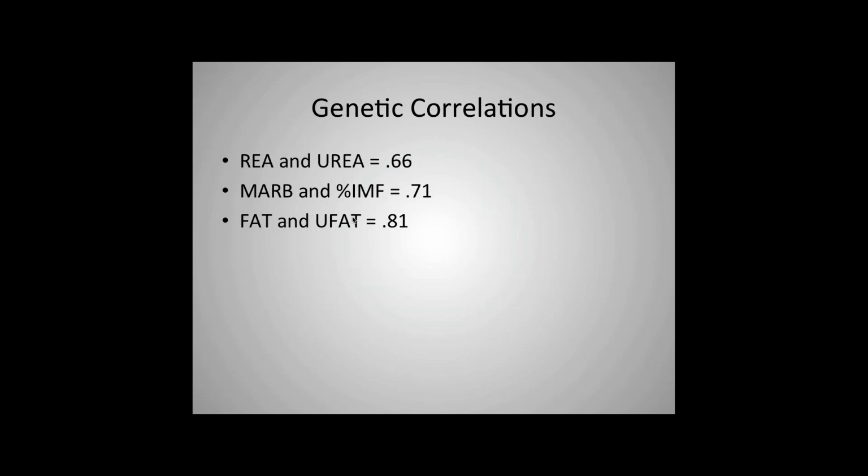We have a lot more data now, different breeds, things like that, so we decided to re-estimate them. The last set of estimates we got are right here. Ribeye and ultrasound ribeye are now at a 0.57. Marbling and percent IMF stayed the same at a 0.71, but fat and ultrasound fat have really dropped. Fat has always been, I don't know why, maybe because there isn't as much variation among the continental breeds, but that has dropped to a 0.35.